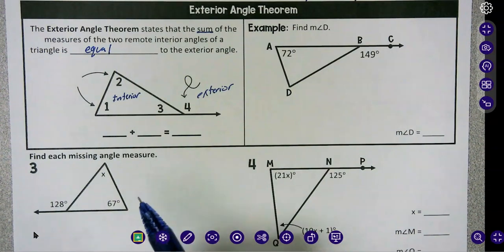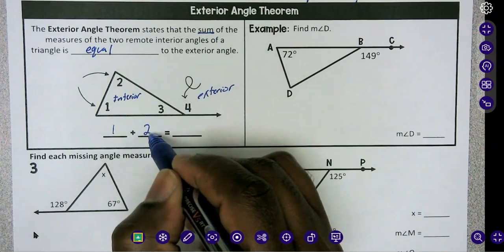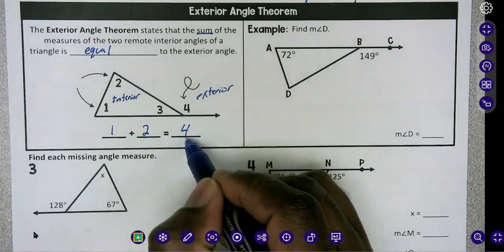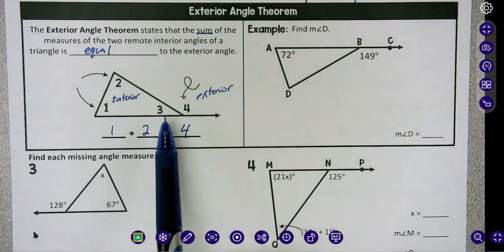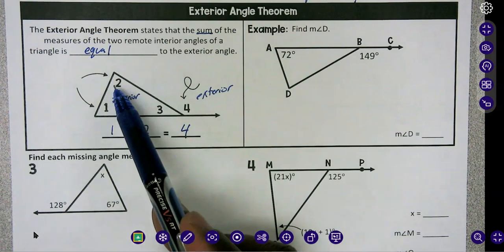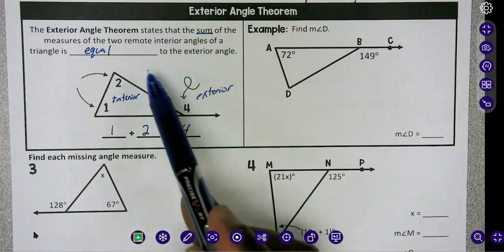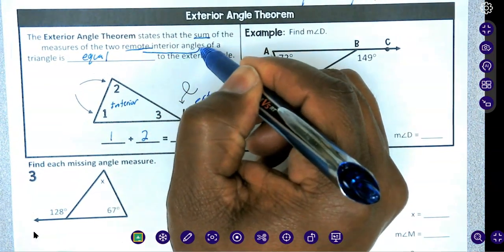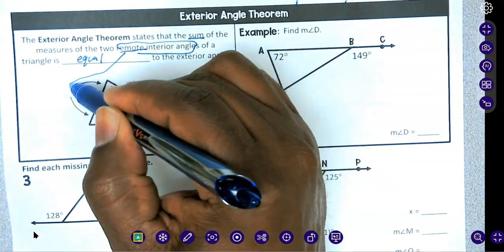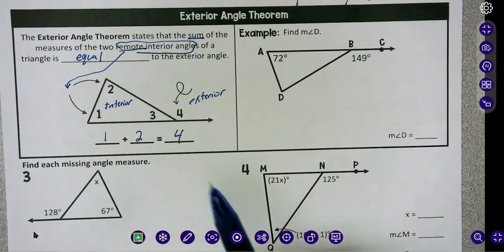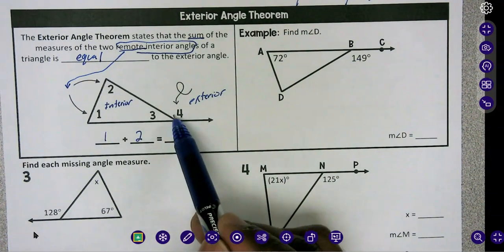So that's something that you need to have in your notes. And what does that mean? That means angle 1 and angle 2 are equal to the exterior angle number 4. So in this particular theorem, they don't really have anything to do with the adjacent angle. The adjacent angle is the angle right next to 4. This says that the angles that are not touching, or non-adjacent angles, are called remote interior angles. These right here, angles 1 and 2, remote interior angles, okay? And those two equal the exterior angle.